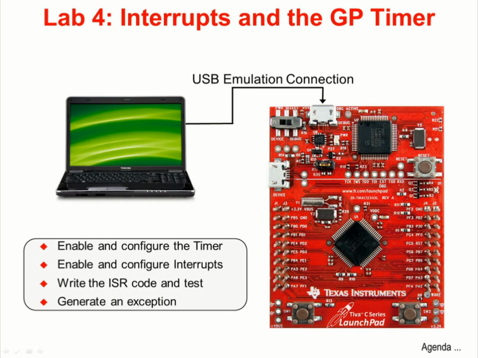In Lab 4, we'll use the general purpose timer to count down from a preset value. When the timer reaches 0, an interrupt will be generated and the timer will be reloaded. The NVIC on the Tiva C-series device will then find the correct address of the interrupt service routine you've written and execute it. These are all real-world skills that you'll need over and over again when working with any microcontroller.